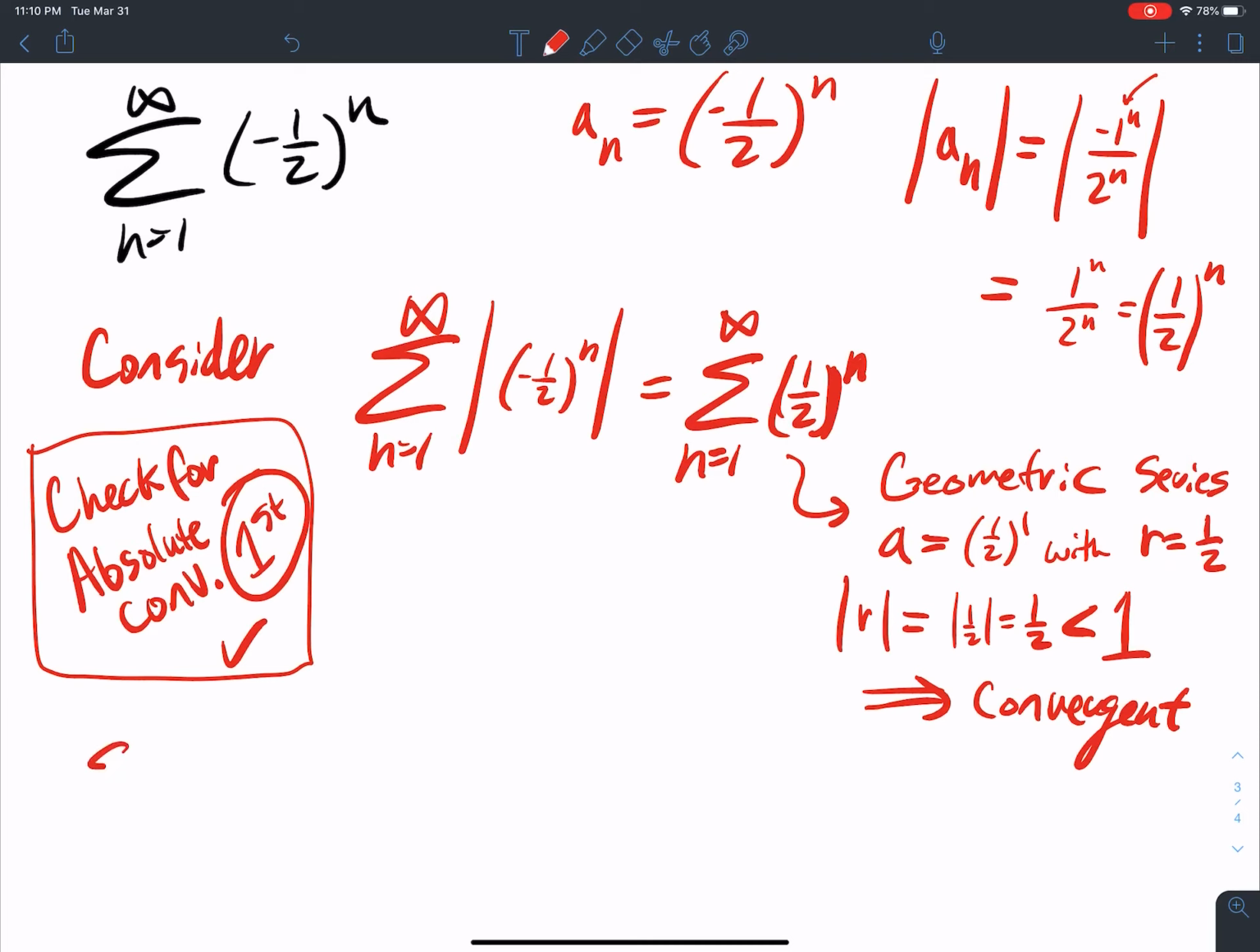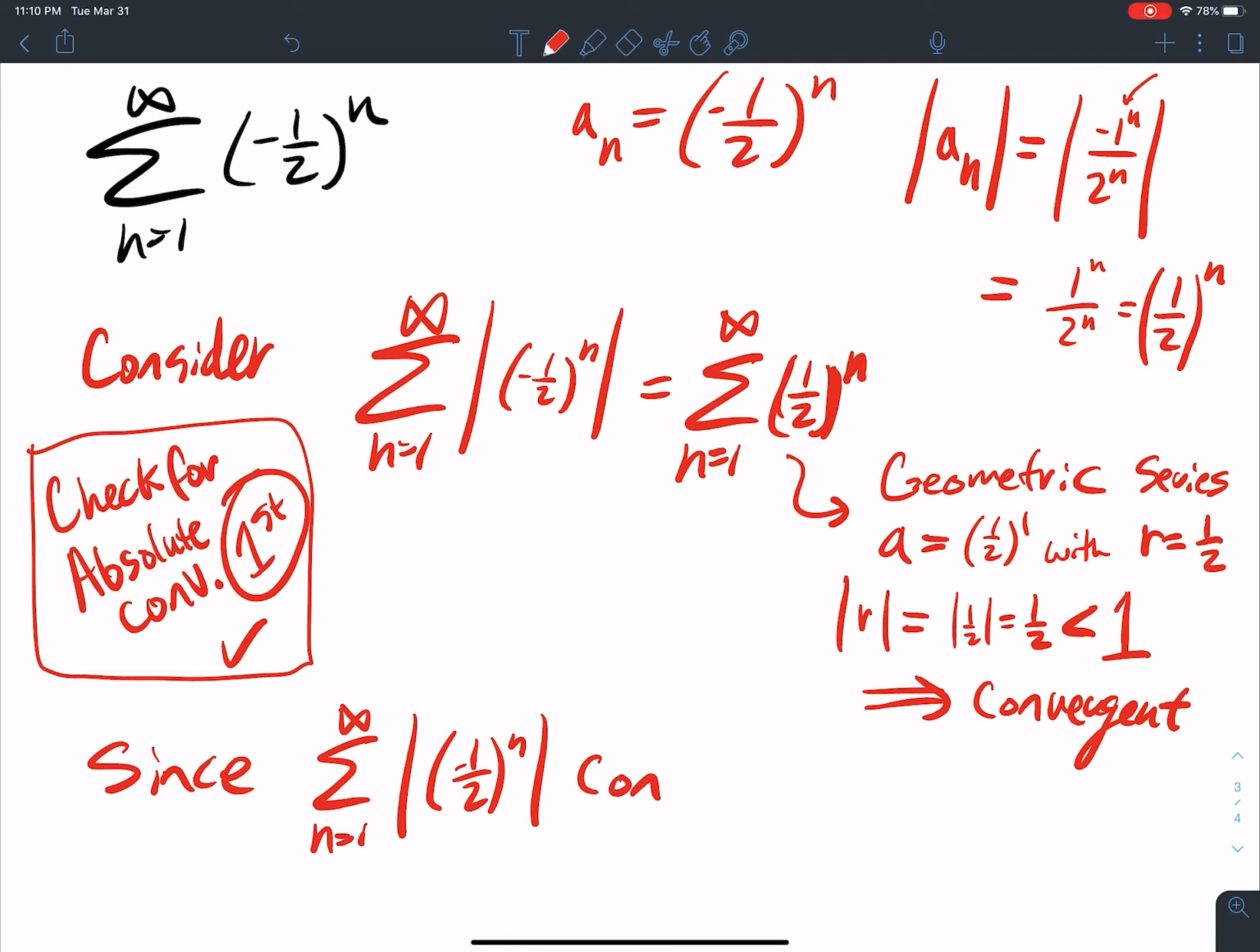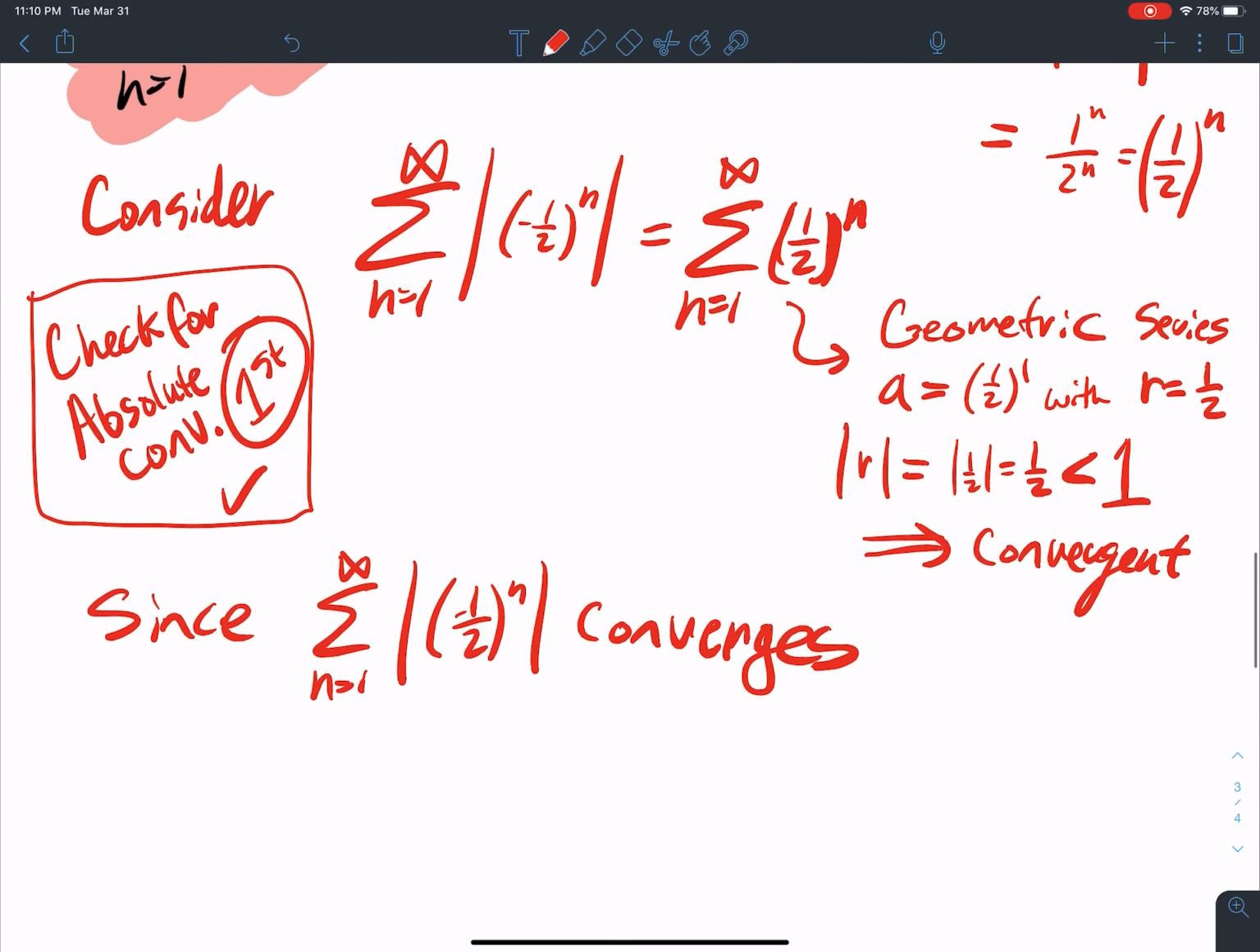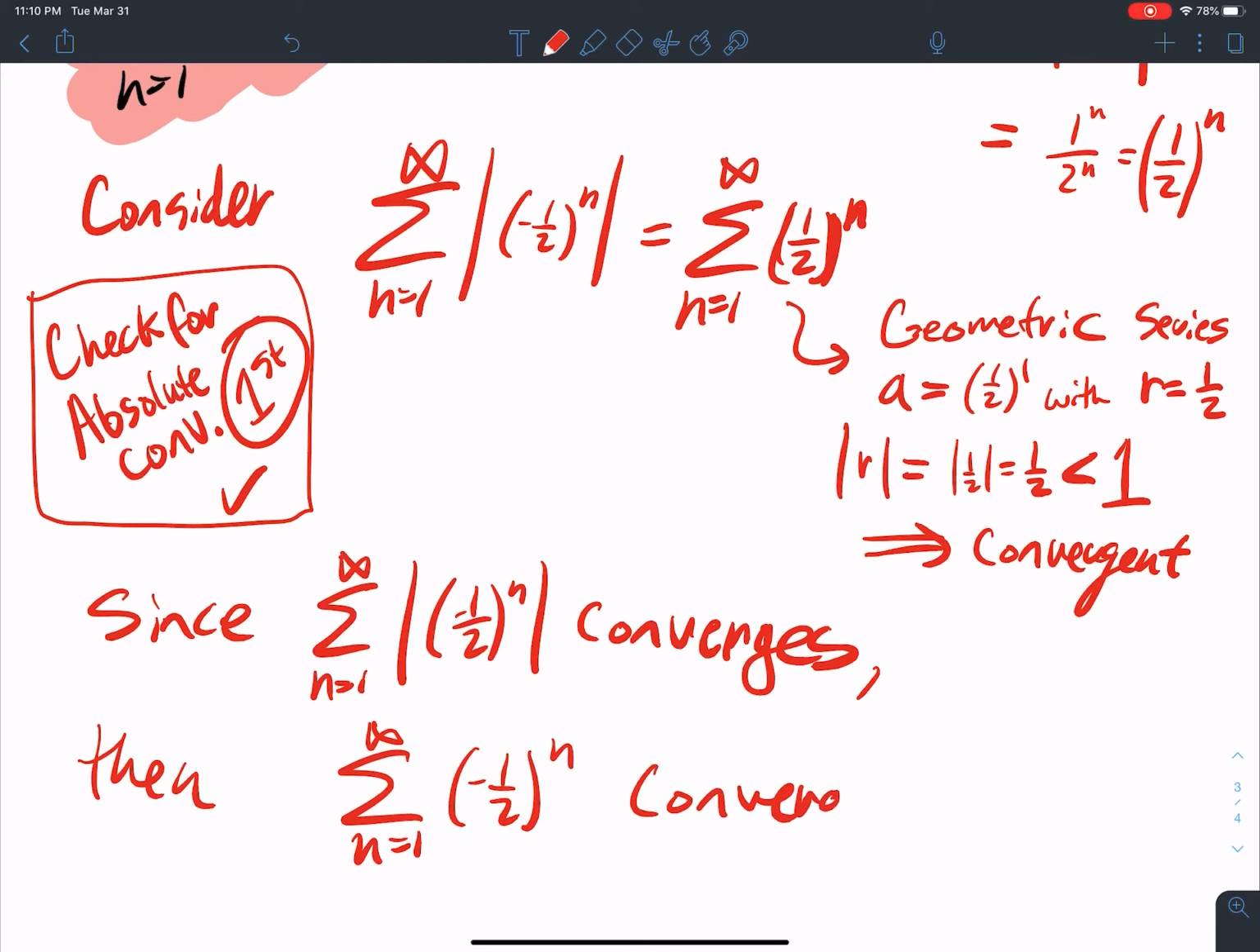So since the series n going from 1 to infinity of the absolute value of (-1/2)^n converges, what did we want to know about? We wanted to know about this series here, not the absolute value, right? Then the series n equals 1 to infinity of (-1/2)^n also converges. Okay, this also converges.